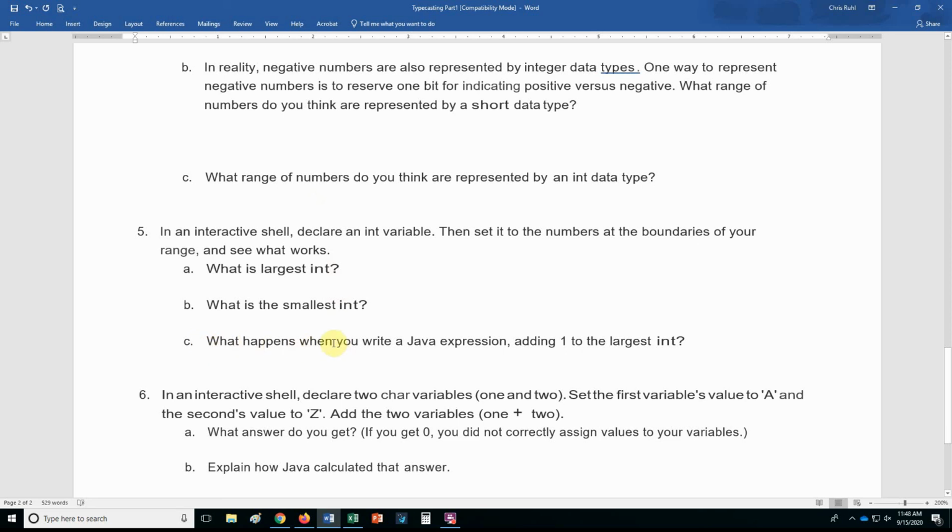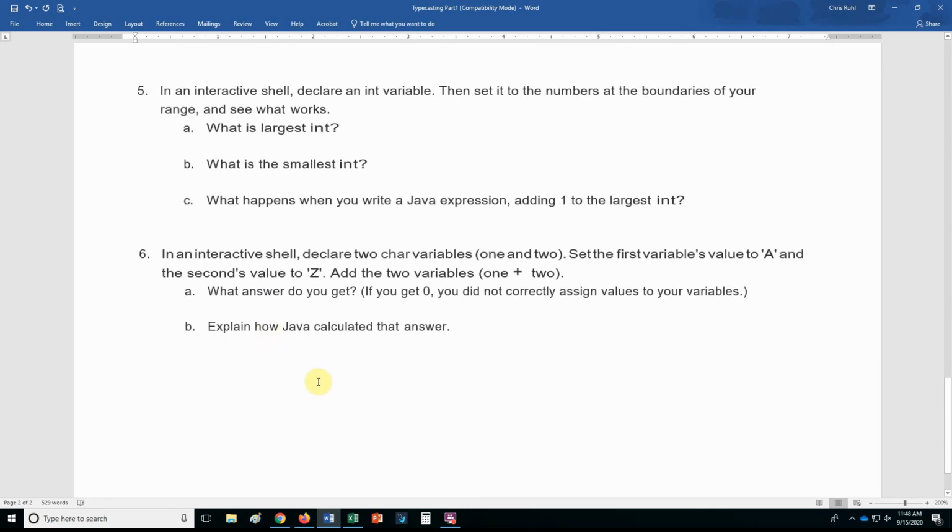In 5C, when you write a Java expression adding 1 to the largest integer, you get an error. It may be an overflow error or an out of range error, something like that. But the computer doesn't know what to do when you go past its limit. So it throws an error.